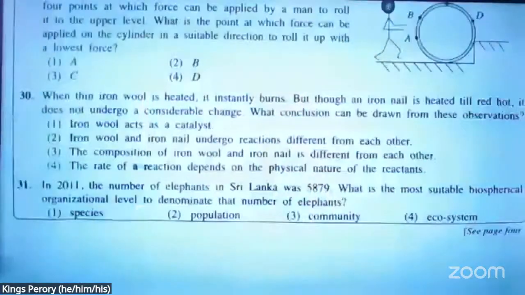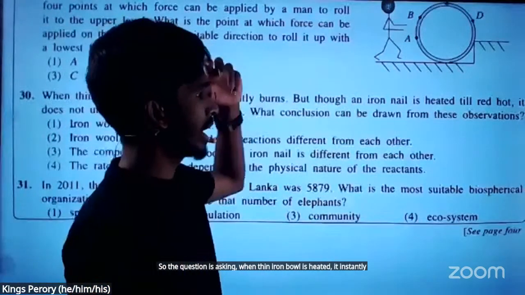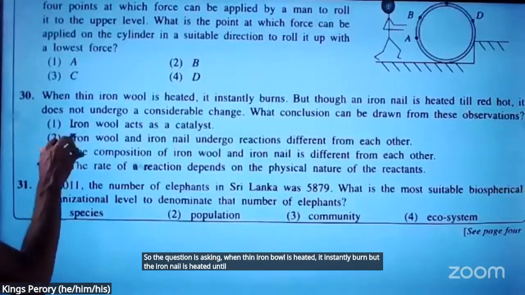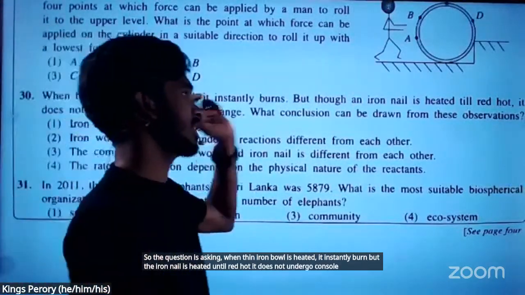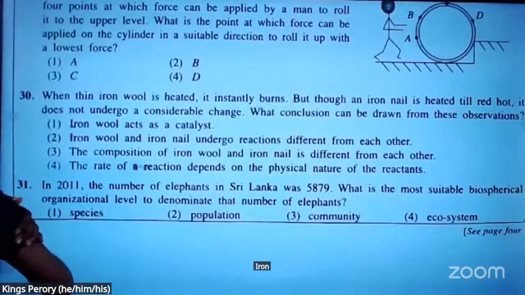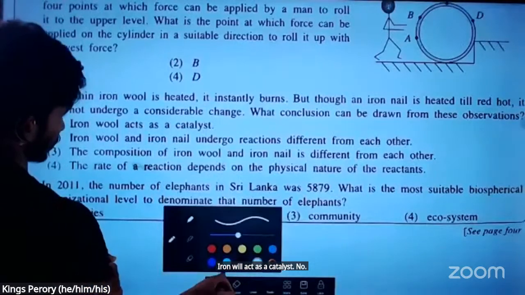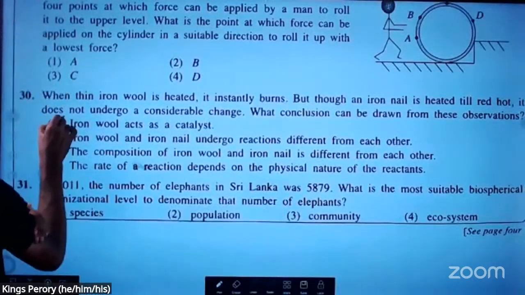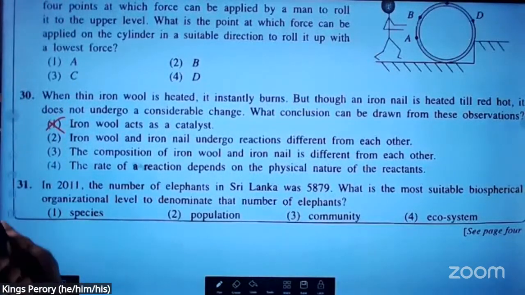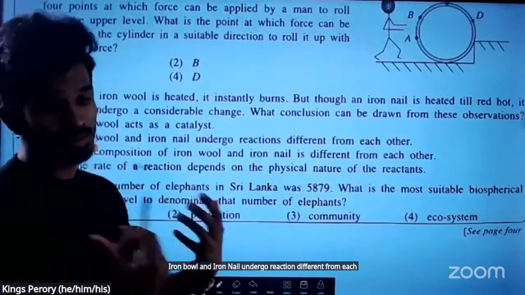So the question is asking, when thin iron wool is heated, it instantly burns. But though iron nail is heated until red hot, it does not undergo considerable change. What conclusion can be drawn from this observation? Iron wool acts as a catalyst? No. Iron wool and iron nail undergo reaction different from each other? No, both are iron, same substance.